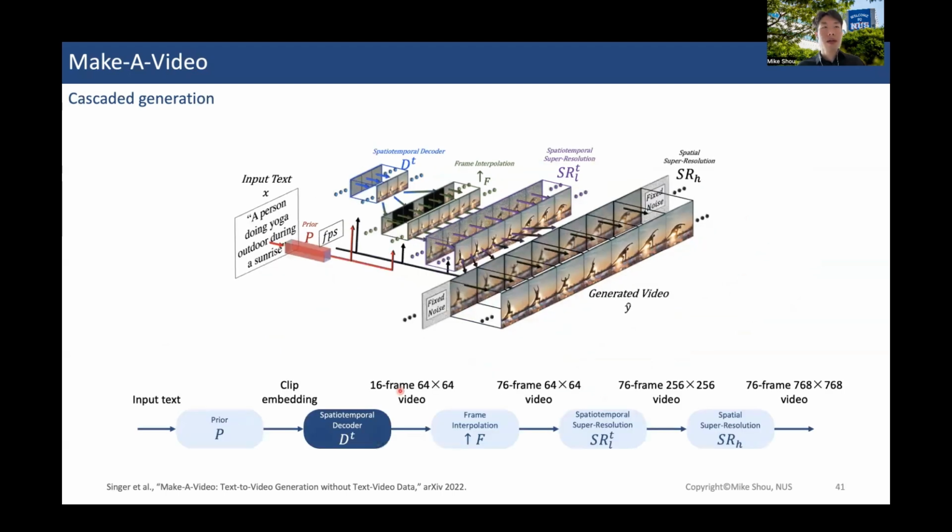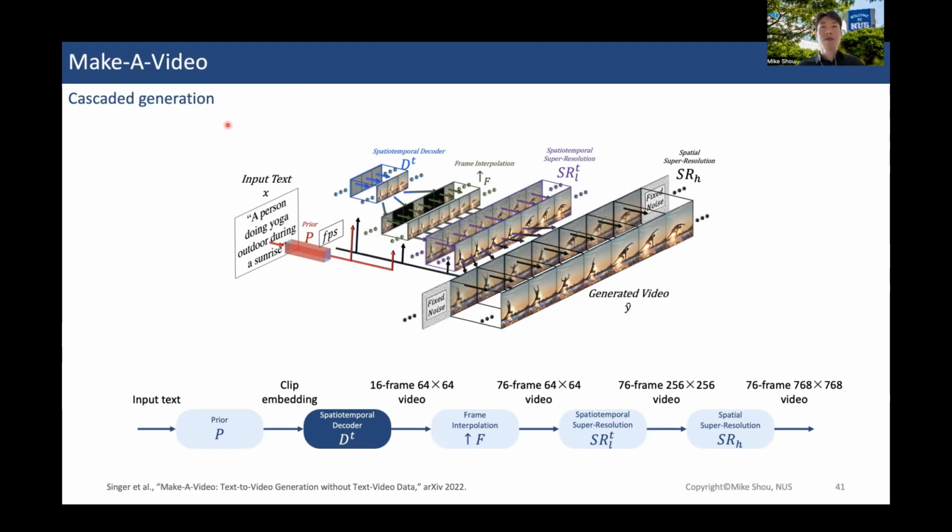So more specifically, we can see that after the spatial temporal decoder, the size is 64 by 64 of 16 frames. After the frame interpolation, it increased to 76 frames, but the size is still 64 by 64. And then after the super resolution module, it increased to 256 by 256. And further on, it can reach 700 by 700 something. So this is the so-called cascade generation paradigm.